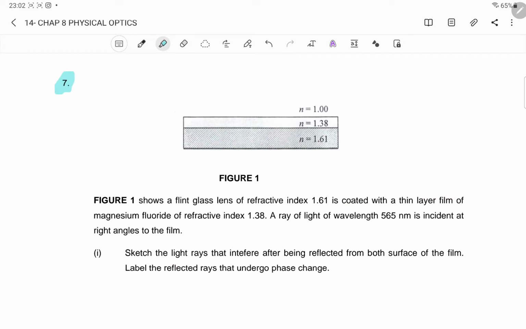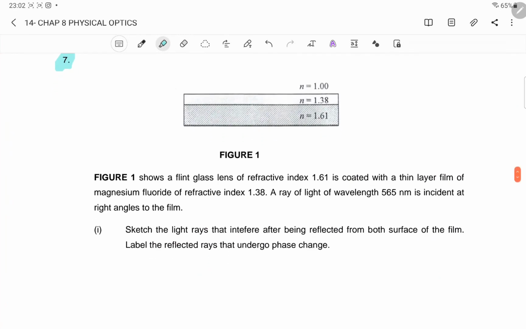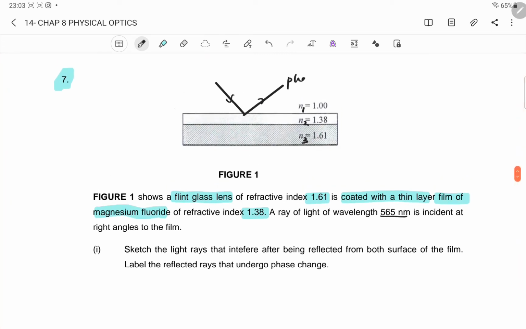Tengok workbook pula number 7. Okay, dia kata apa? A flint glass lens of refractive index 1.5 is coated with a thin layer film of magnesium fluoride 1.38. Okay, and 1 and 2 and 3. So this is the light rays. Sketch the light macam biasa. Incident ray, reflected ray. Okay, less to denser medium akan ada phase change by pi radian. Okay, ni refracted and then reflect.